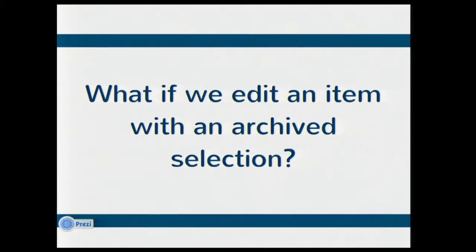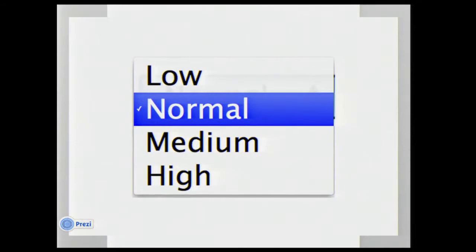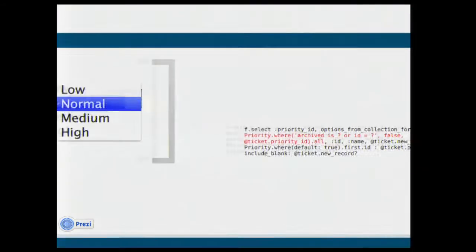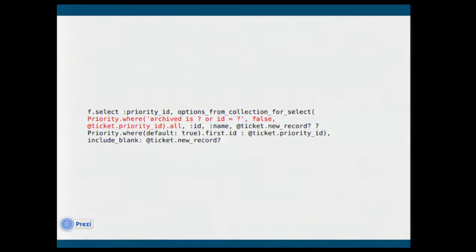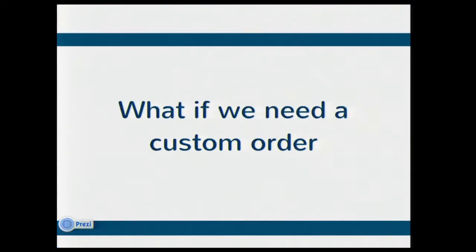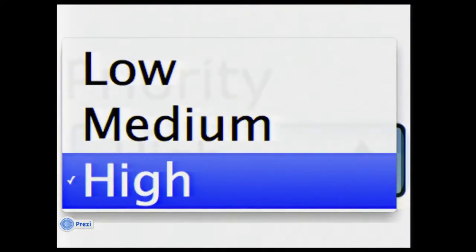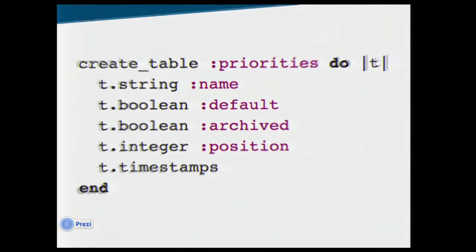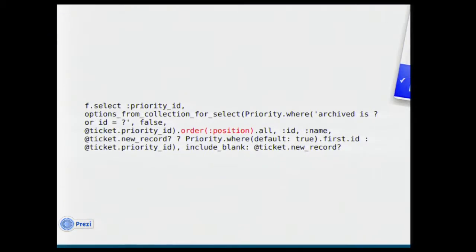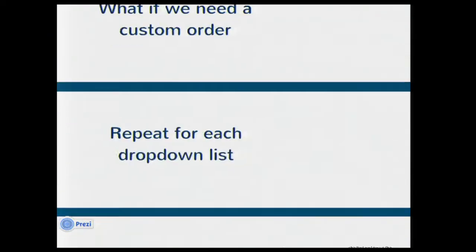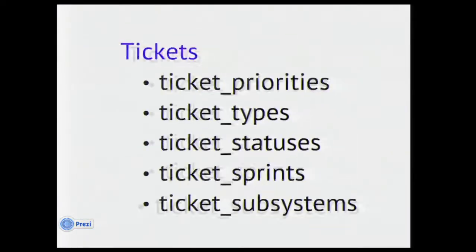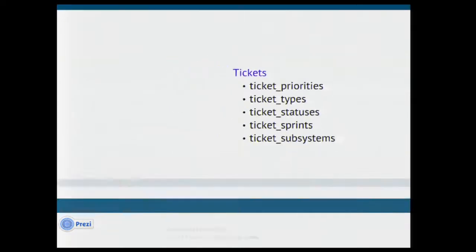Okay, so what if we edit an item with an archived selection? So an old record that we edit that used to have an archived item on it. So we used to have normal in our list, but we don't anymore. We'd need to throw this bit of code in. Okay, what if we need a custom order? So sometimes we don't always want to do it in alphabetical. So we need to add another field in, and we end up with this. Okay, and then we repeat it for each list that we might need.